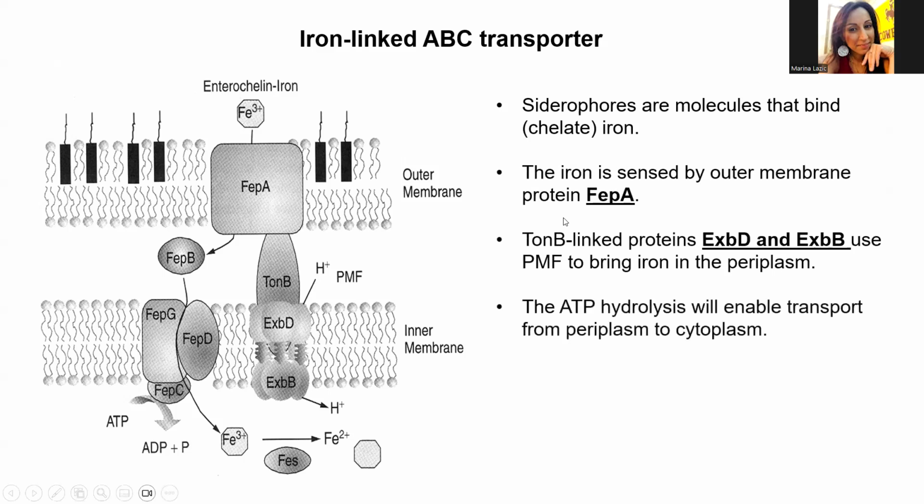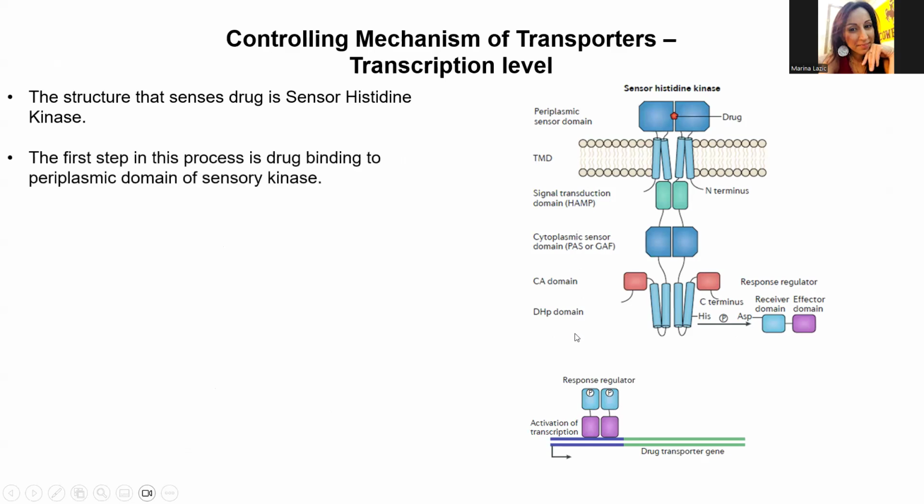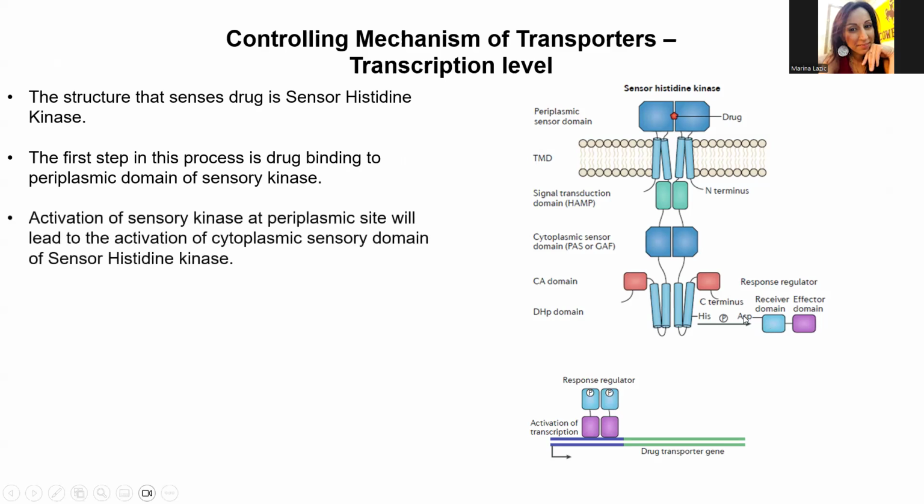And in the first one, you saw sensory kinase that gets autophosphorylated. And if you remember, there was one set of phosphorylation on the sensory kinase, and then that phosphate group was transferred later on to response regulators. So this is something that we call a two-component system, and this is a controlling mechanism at the transcription level. So the structure that usually senses the drug, which was KDPB in our case, is a sensory histidine kinase. What does histidine kinase mean? That means that the initial autophosphorylation is happening on a histidine that is present in the transporter.